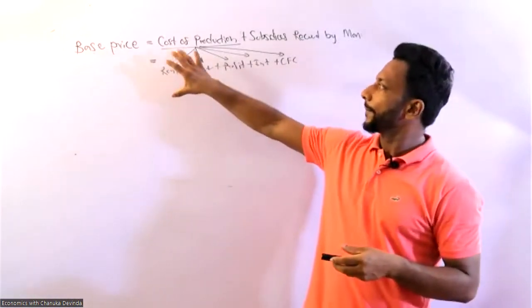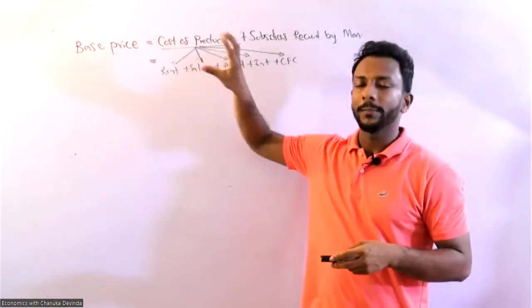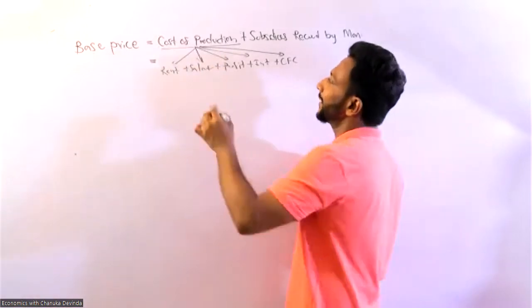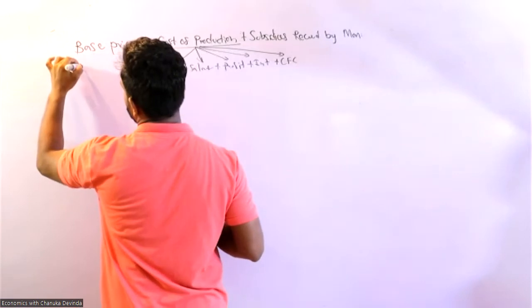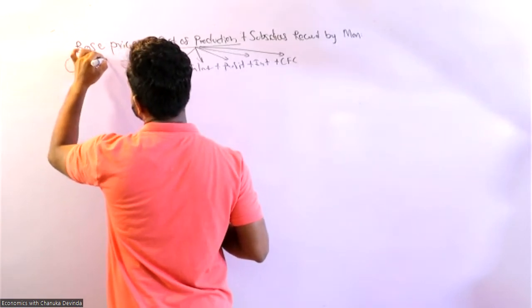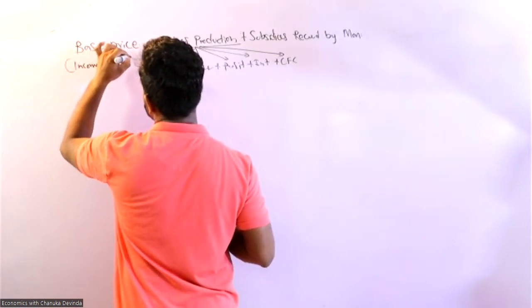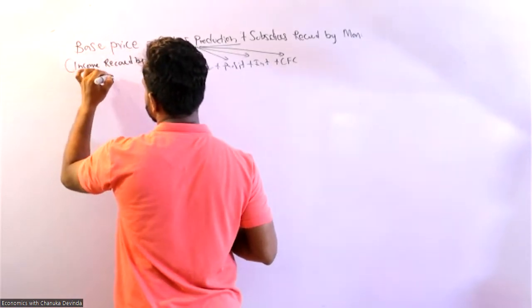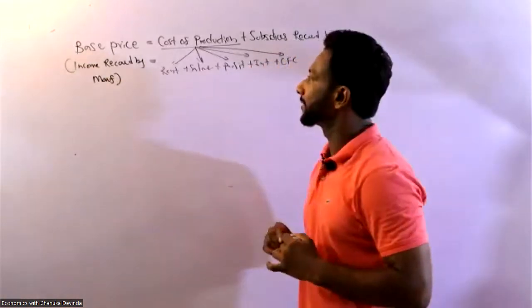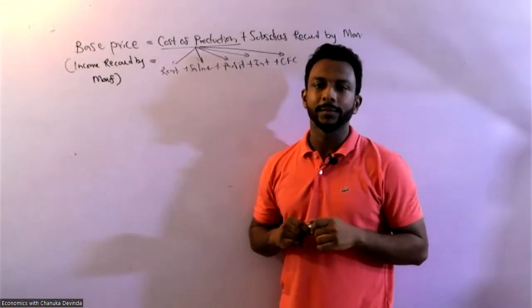So this is the income the manufacturer earns. So base price is the income received by the manufacturer, right? So that's it. That's the base price.